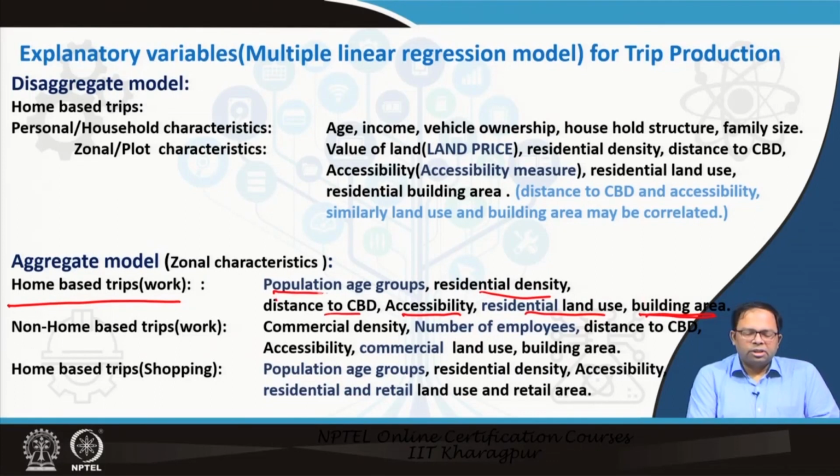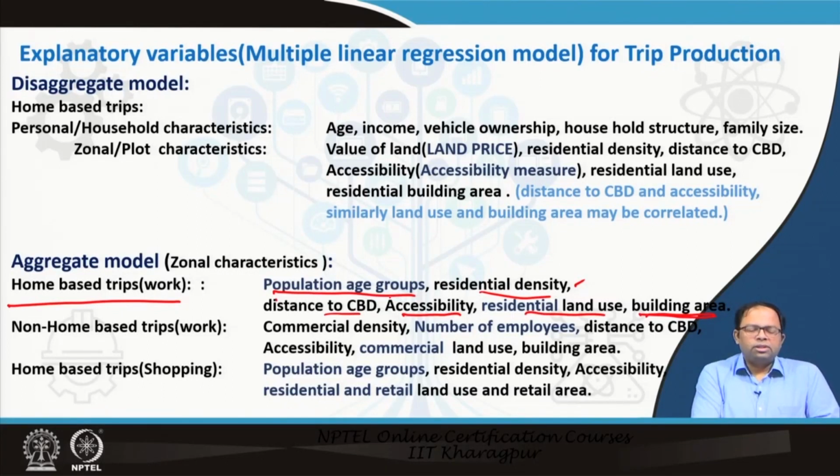Then population age group is considered because different age groups behave differently. The age group which is below 15 years is not going to any work, and similarly the age group which is above 65 years is also less likely to work. So, dividing the population into age groups gives us more subgroups of the population, and each subgroup could have different coefficients in predicting the total number of home based walk trips. Similarly, residential density may play a role, and then distance to CBD or accessibility, these two may be correlated, and this may also play a role, and so on.